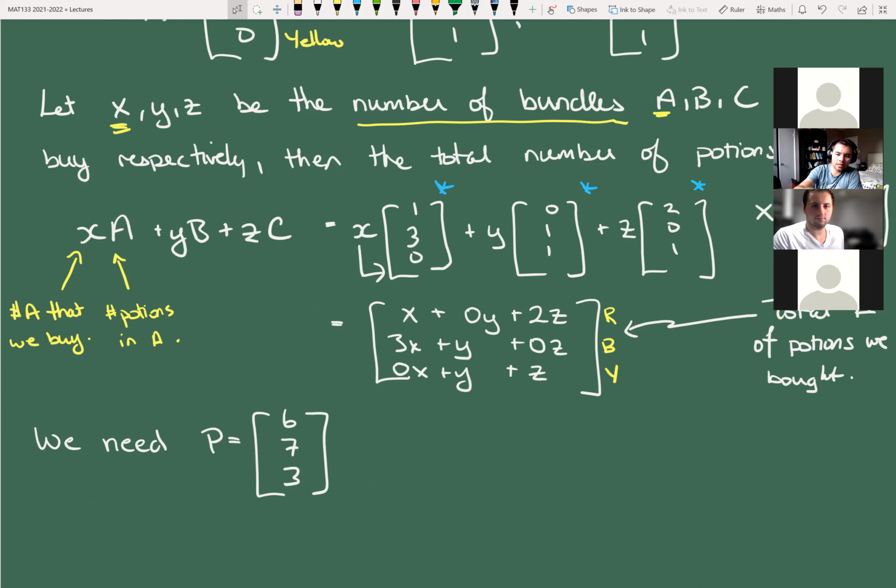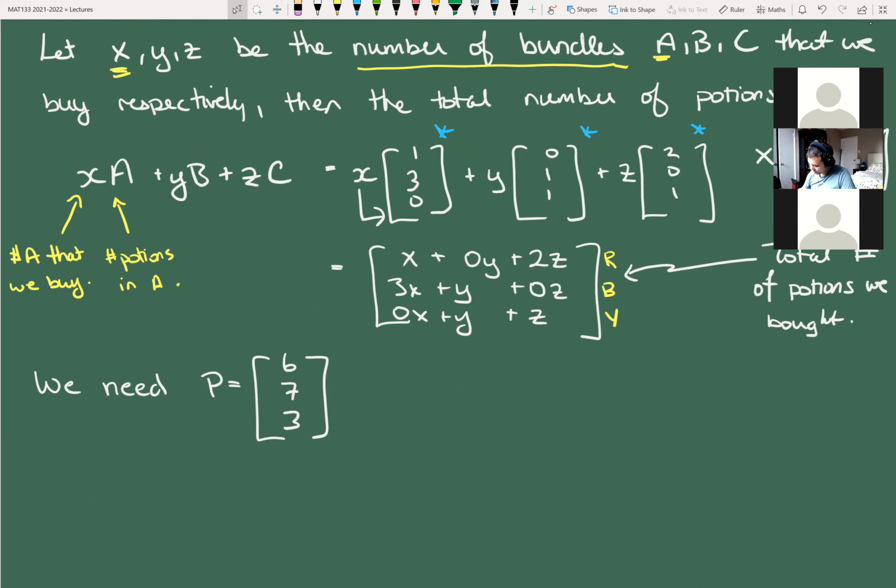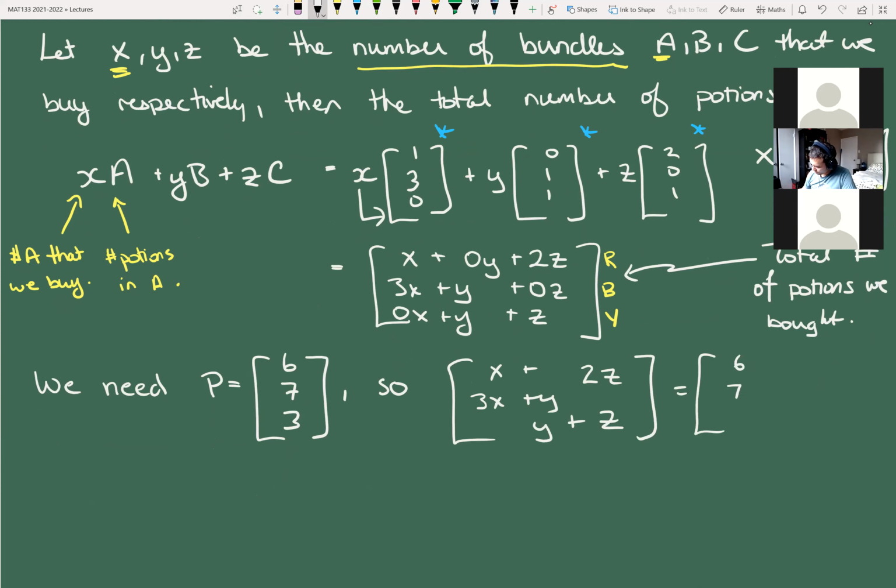And so what I'm going to do is I'm going to set this vector that has all the x's, y's, and z's in it equal to p. And that's going to give us our system. And so this is our system of equations, and that was C.